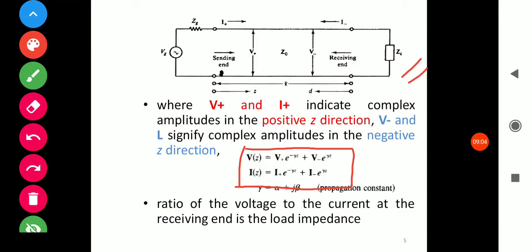ZR is not equal to Z0, so there may be some reflection at the receiver side. So we have to model that reflection. For that purpose, we'll have generic terms, V plus and V minus. V plus is the incident voltage, and V minus is the reflected voltage, that is from the negative Z direction. The same is applicable for current also, I plus and I minus.